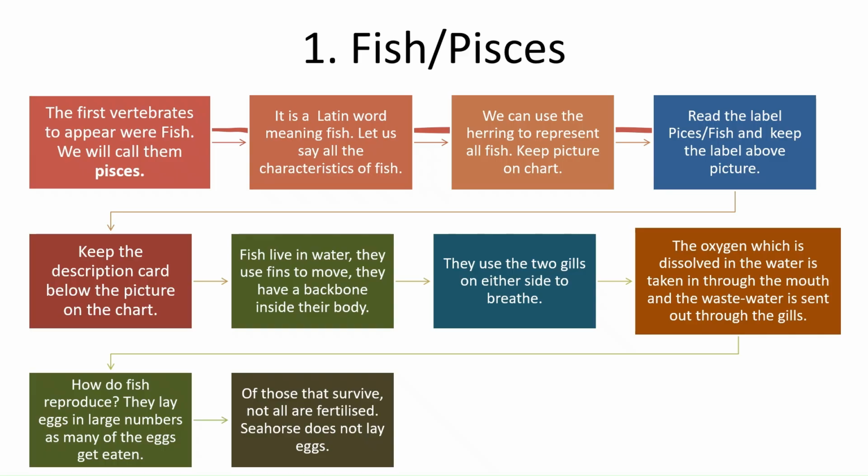The oxygen which is dissolved in the water is taken in through the mouth and the wastewater is sent out through the gills. How do fish reproduce? They lay eggs in large numbers as many of the eggs get eaten. Of those that survive, not all are fertilized. Seahorse does not lay eggs.